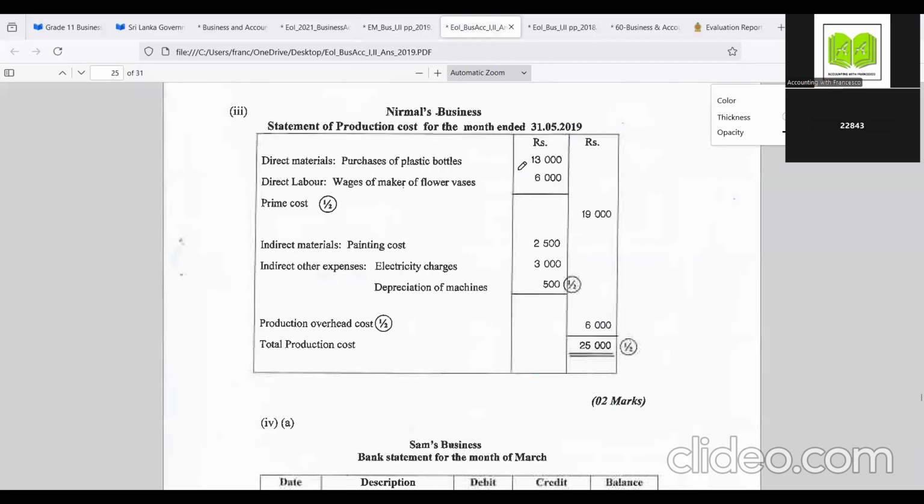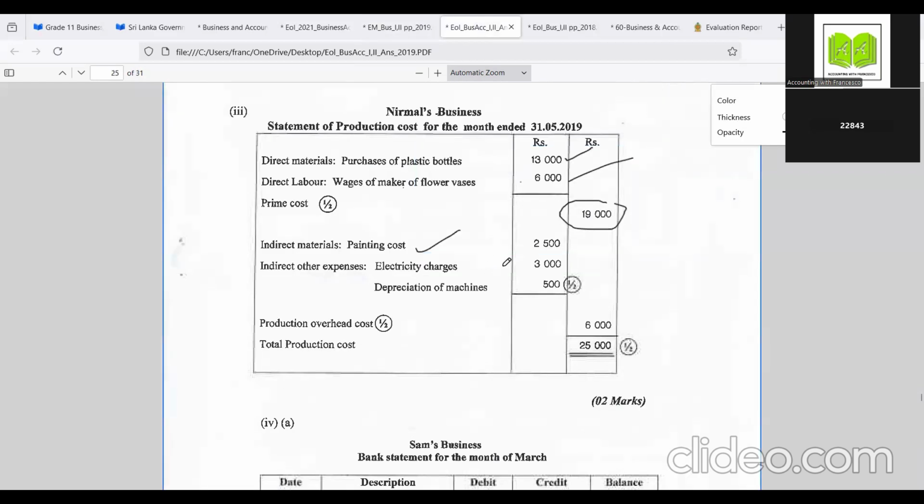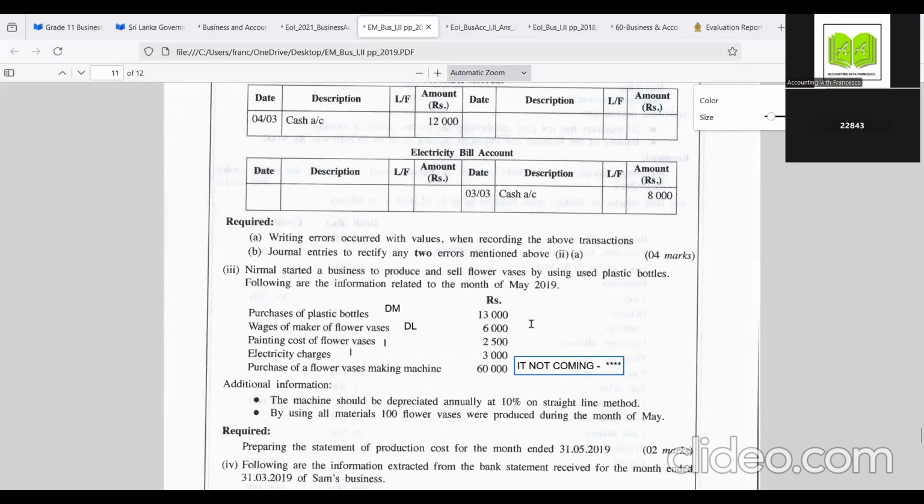So purchase of plastic bottle, 13,000. Wages of maker of flower vases, 6,000. I add those two, I am getting the prime cost. I have indirect materials, that is the painting cost, and indirect other expenses, electricity charges. So up to there, you don't have any issue, I think, right?